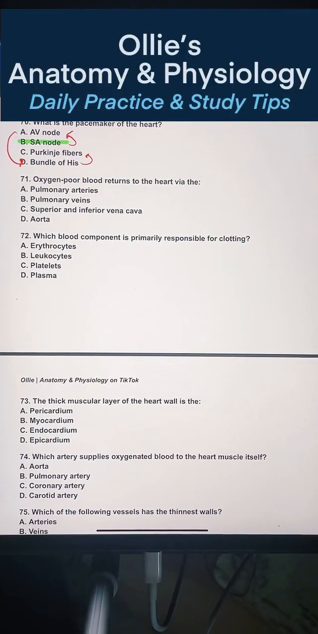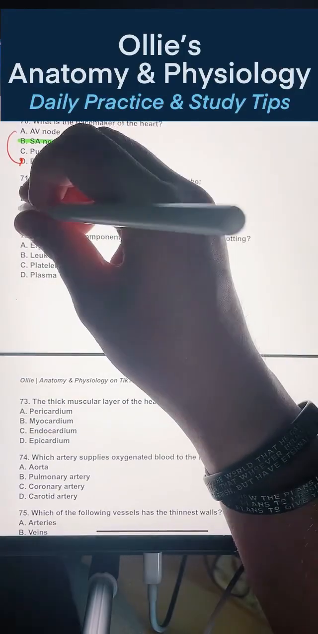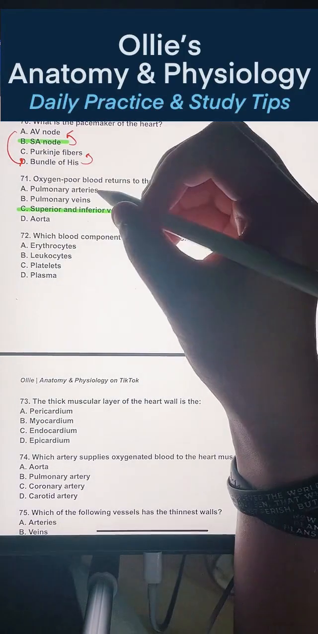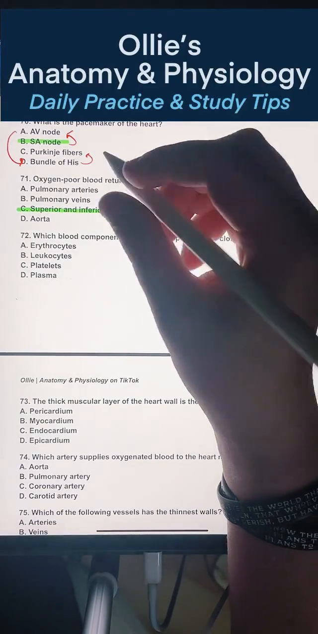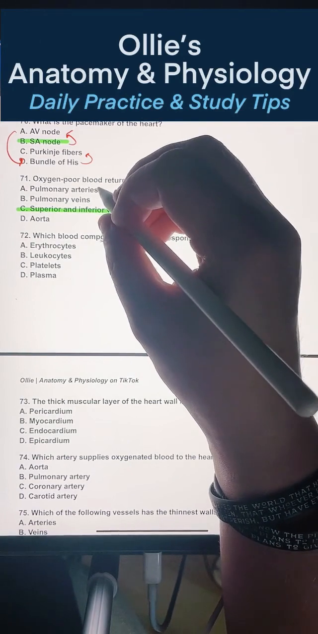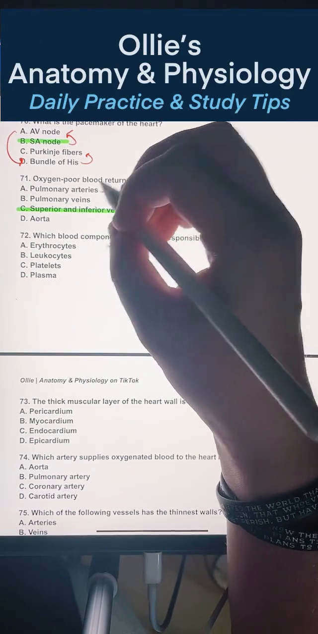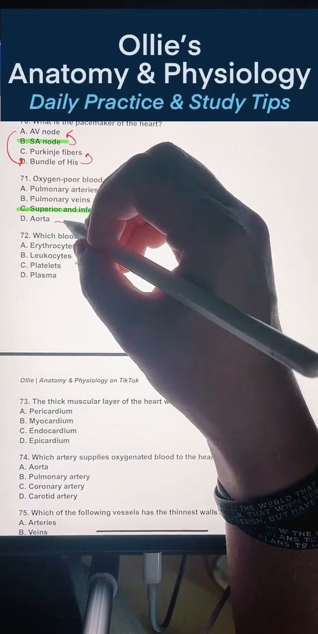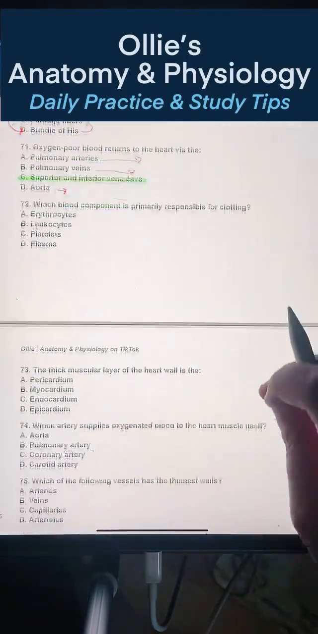Fantastic. C, you guys are absolutely correct. It's the superior and inferior vena cava. Again, pulmonary arteries take deoxygenated blood away from the heart, so not back to the heart. Pulmonary veins take oxygenated blood back to the heart. Aorta takes oxygenated blood away.